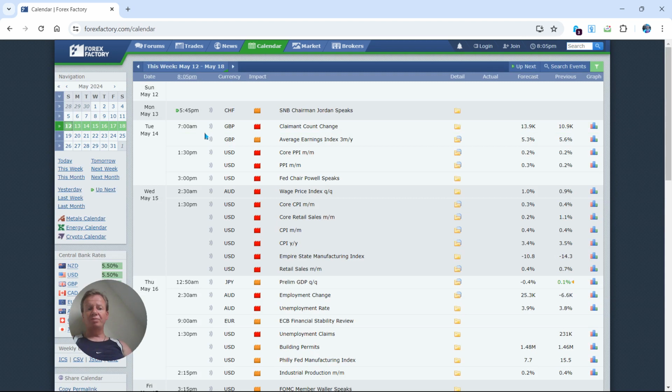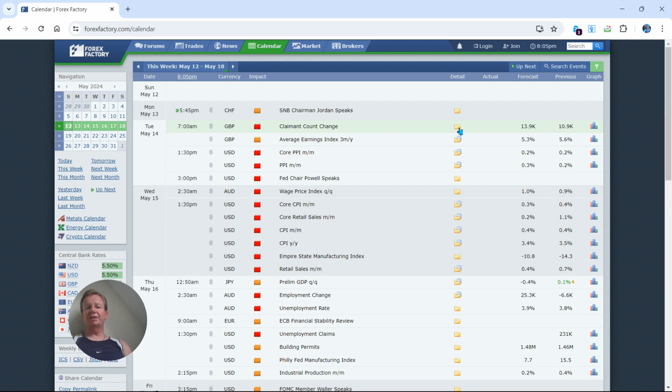But the one I'm really looking at is here. Look, 7 a.m. This is the British pound, and I trade the British pound a lot, especially the pound against the US dollar, the cable. As you can see, it's red, so it's really going to highly impact the British pound. Over here, you've got the previous. This is a claimant count change, so this is how many people are now claiming unemployment benefit. We look here, 10.9 thousand previous, forecast 13.9.